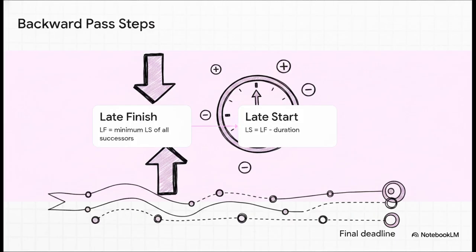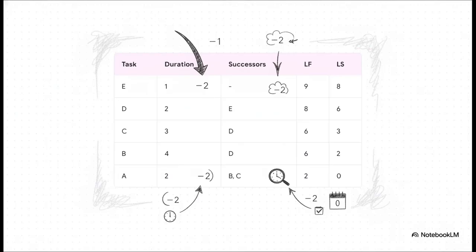When moving backward through multiple paths, remember we take the minimum late start of the successors to be our late finish. We have to be conservative here to protect that final 9-day deadline. Let's trace our steps backward from task E at day 9, just subtracting durations until we get all the way back to task A at day 0.